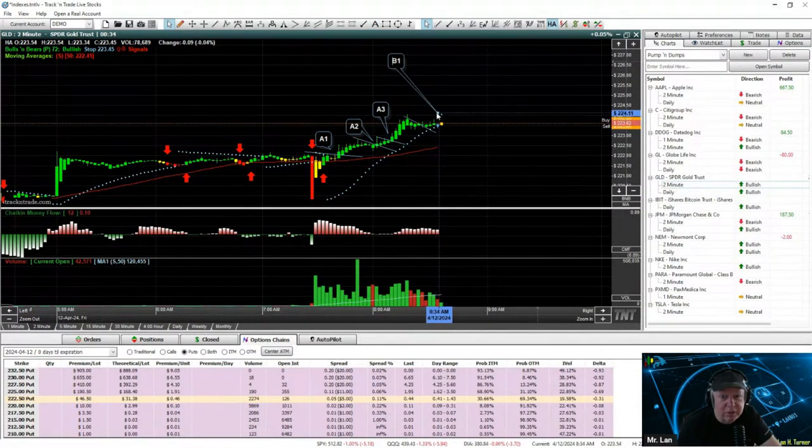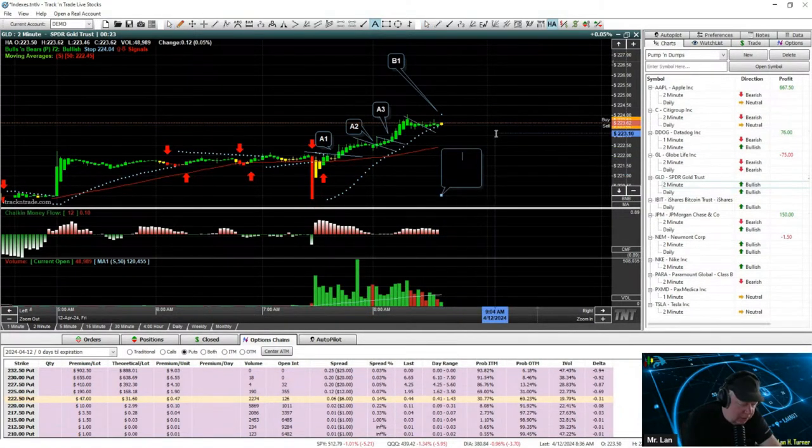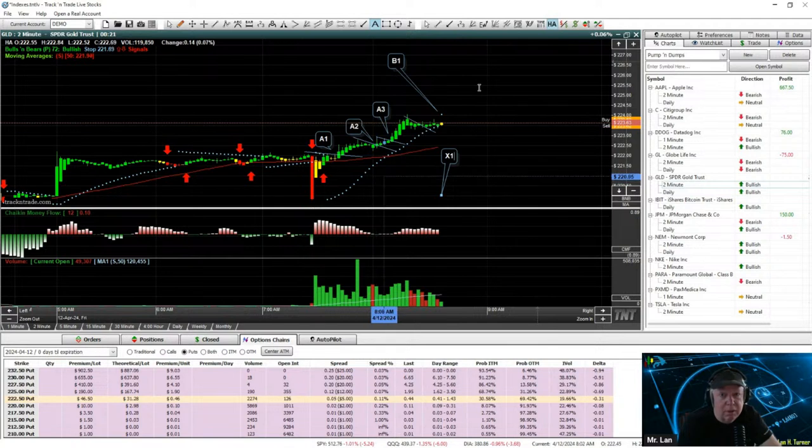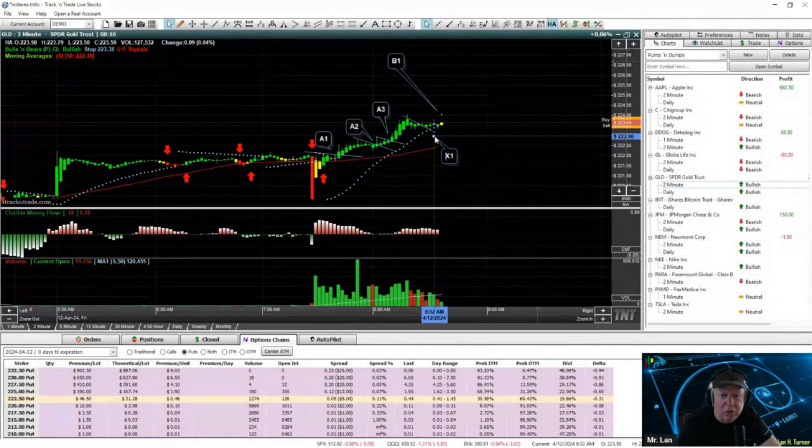B1, but only if it breaks those blue lights. The blue light break will be the B1. So that means that X right there would be an X1. But we're only in the first part of the day, where it's only 9 o'clock.